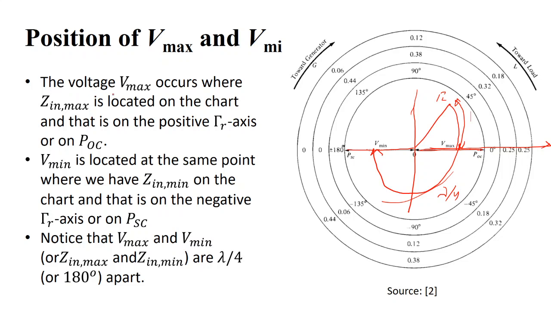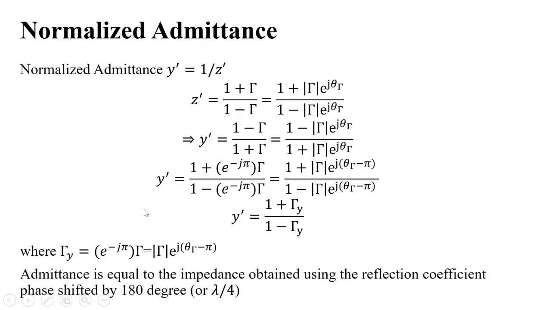So here what we have written, the voltage Vmax occurs where Z in max is located on the chart, and that is on the positive real axis, and that's called the point of open circuit line. Here we are moving the point of open circuit. This will be the point of open circuit, which has infinite impedance because of open circuit, and this is the point where you have the short circuit. So notice that Vmax and Vminimum are lambda by 4 apart. So you can see this one, and use it for position.